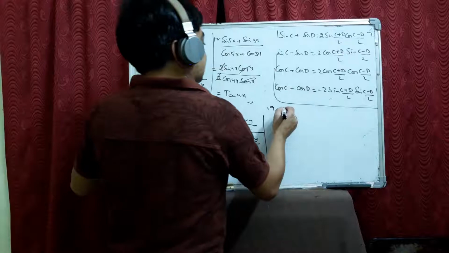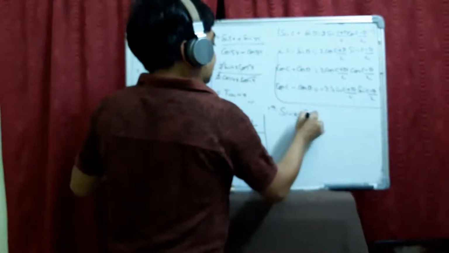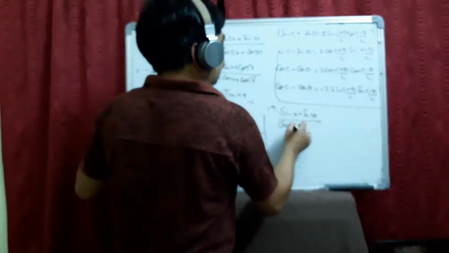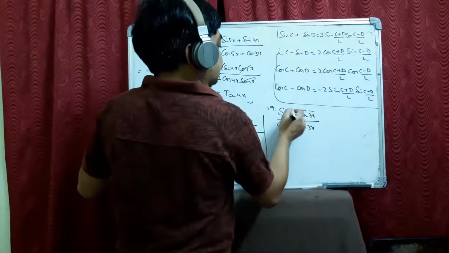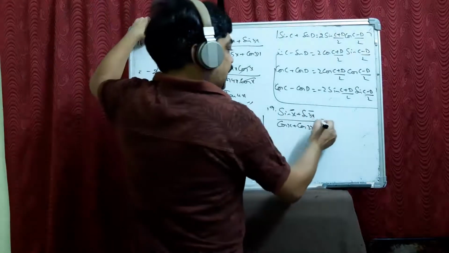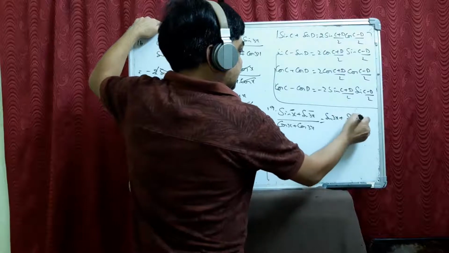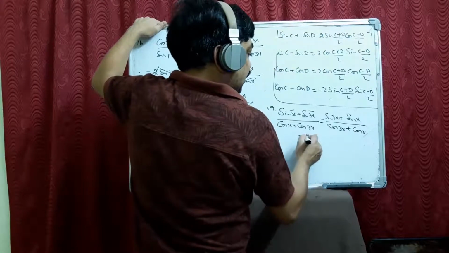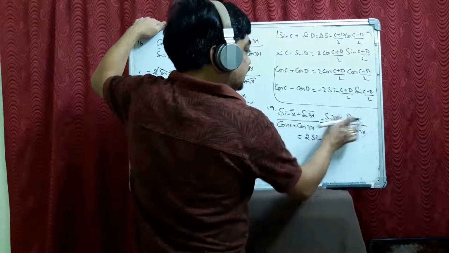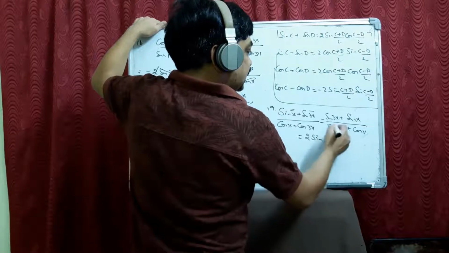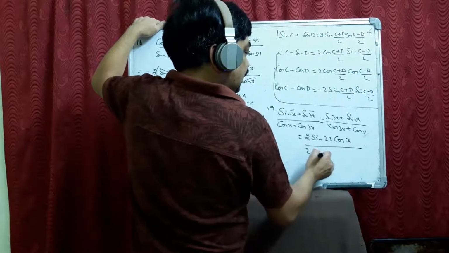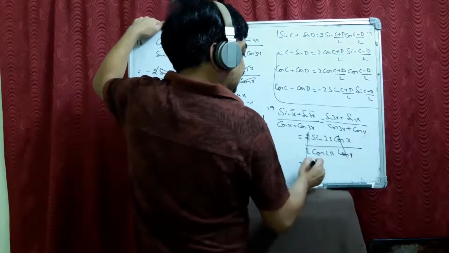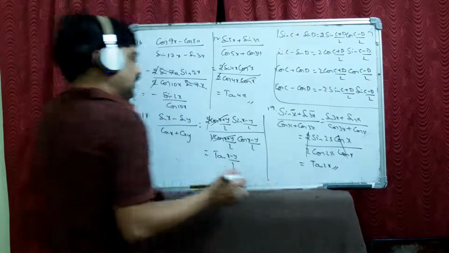Sin x plus sin 3x by cos x plus cos 3x. I told you, when you apply the formula, take this as c and this as d. Okay, better you write like this, sin 3x plus sin x. Always when you apply the formula, write it like this to avoid the negative signs and more errors also. The numerator becomes 2 sin (3x plus x) by 2, 2x, cos (3x minus x) by 2, x. Denominator 2 cos 2x, cos x. This 2 gets cancelled, it becomes tan 2x.